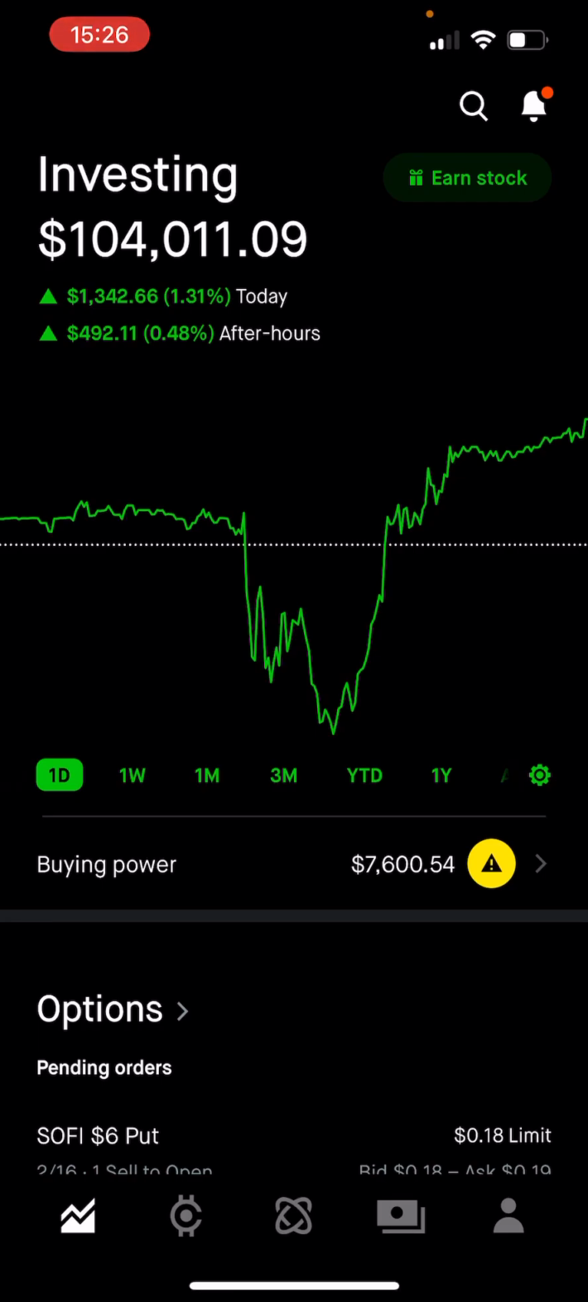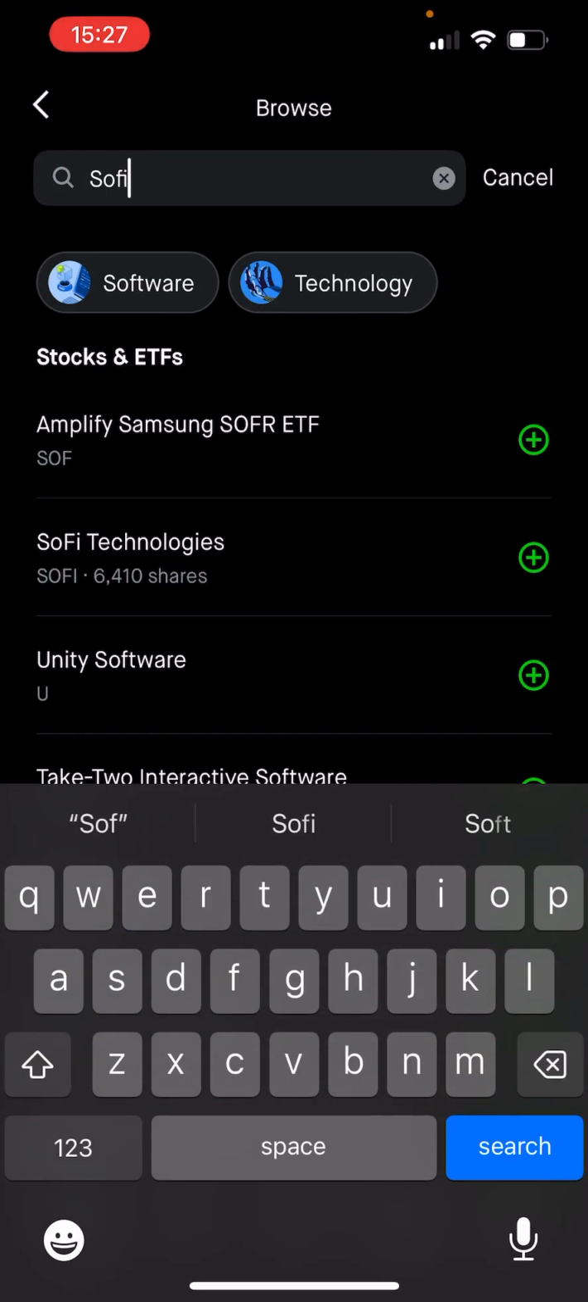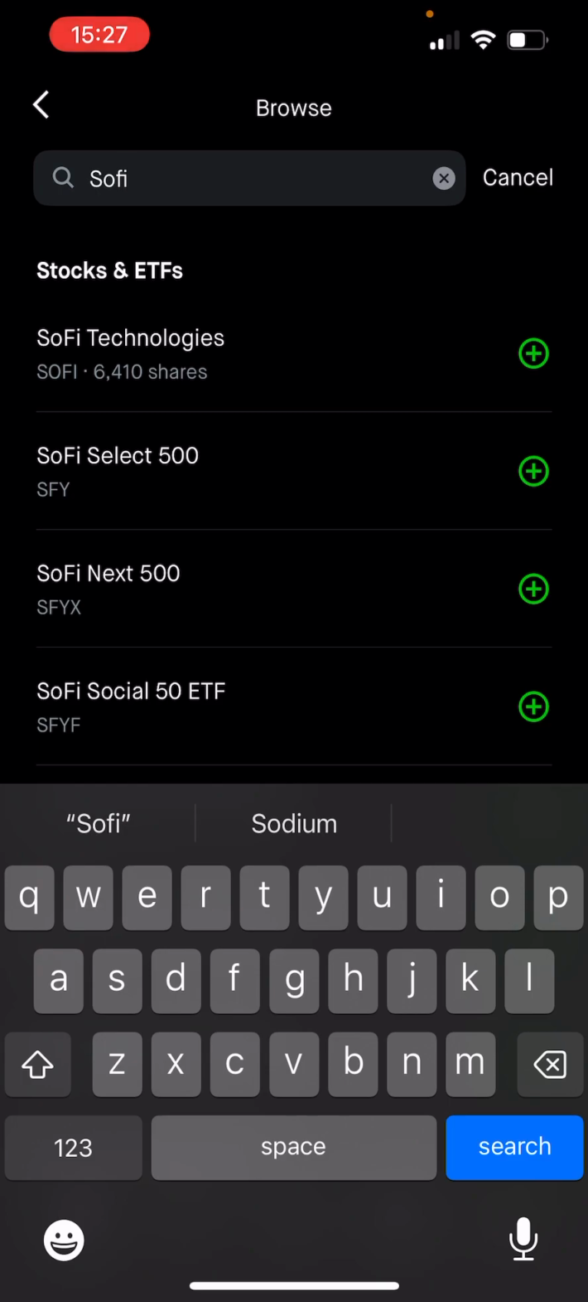Hi, I'm going to be showing you how to sell a cash secured put, or sell a put, they both mean the same thing, on the Robinhood app. The stock we're going to be doing the example on is SoFi. So I'm going to click the search button at the top, type in SoFi, click on SoFi Technologies.